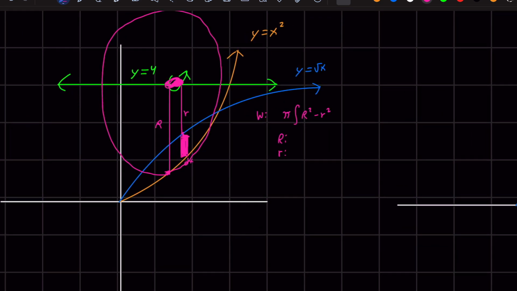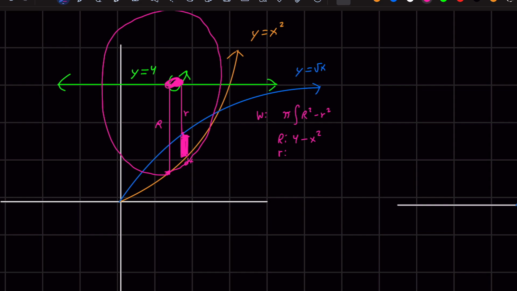Right here, we're doing top minus bottom because this line is the first thing at the top, right? Just look at the way we drew our radius. We drew it like this, so we have something at the top and something at the bottom. So we're going to go top minus bottom. For big R, it's top, which is y equals 4, minus the bottom, which is this curve right here, y equals x squared. So our big R is going to be 4 minus x squared.